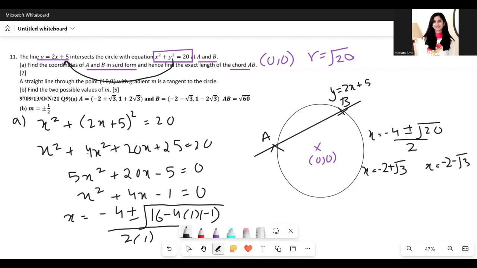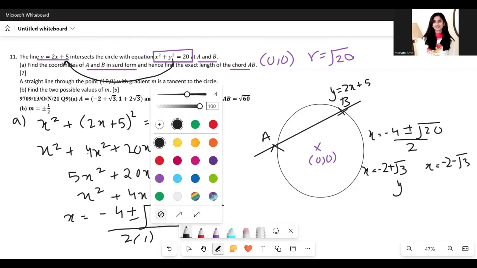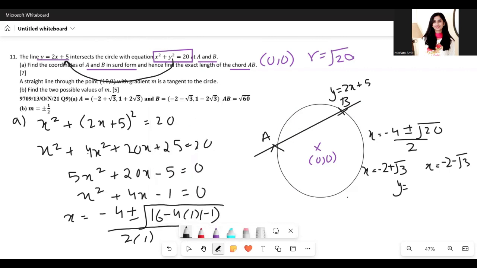But the question asked us for the coordinates. That means we also need the y's of A and B. So the y equation is 2x plus 5. You can actually substitute these values of x in either one of these equations, but of course, it's a lot easier to find y using the linear equation. That's what we're going to do. y equals 2 times (minus 2 plus square root of 3) plus 5. Simplify that, we get minus 4 after expansion, and plus 5 would make that 1, and plus 2 square root of 3.